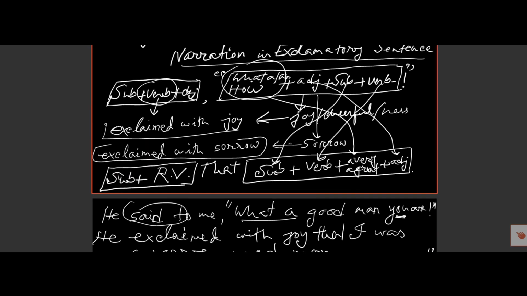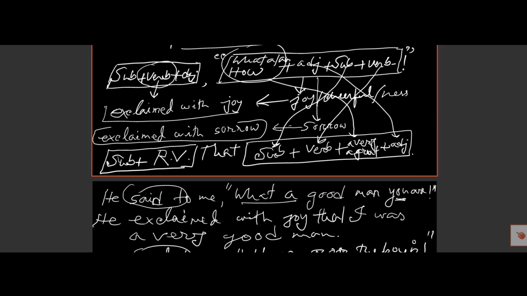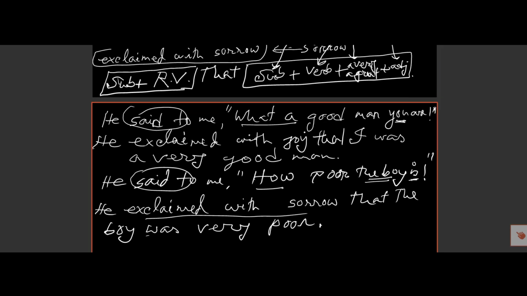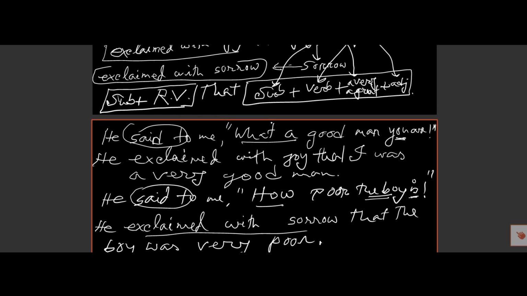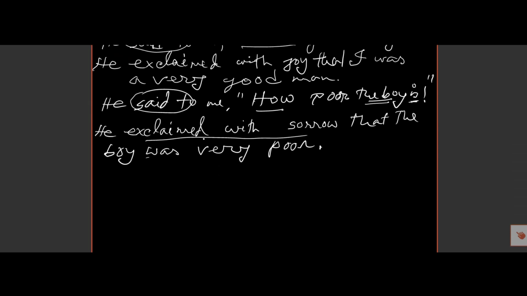We know that if the exclamation begins with "what a" or "what an," then we use "a very" or "a great." If the sentence begins with "how," then only "very" or "great." So here, for "what a," we wrote "a very," but in the second sentence, which begins with "how," we wrote "very." So this is the structure of an exclamatory sentence.